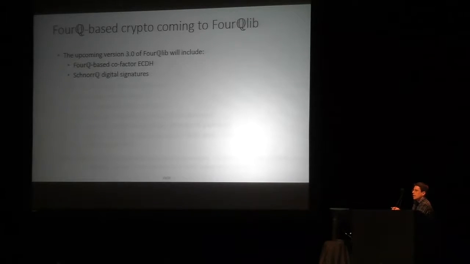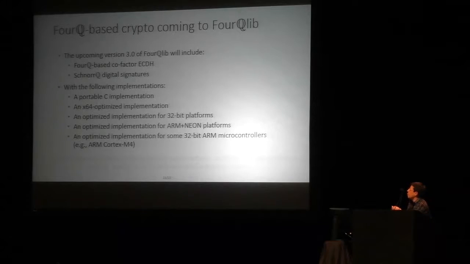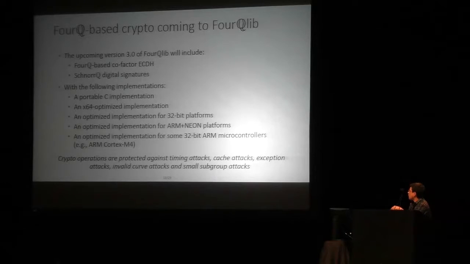Now, we are putting together these schemes, and we implemented them, and now we are preparing the release of version 3.0 of our library. The library that we wrote is called FourQlib. The current version is 2.0, but we are releasing very soon version 3.0, including cofactor ECDH and the SchnorrQ digital signatures as I described them. FourQlib already includes a bunch of implementations, but version 3.0 will include many more. For example, we have a portable C implementation, an x64 optimized implementation, an optimized implementation for 32-bit platforms, an optimized implementation for ARM using Neon, and also for some 32-bit ARM microcontrollers, such as Cortex-M4. And all of the crypto operations in the library are protected against timing attacks, cache attacks, exception attacks, invalid curve attacks, and small group attacks.